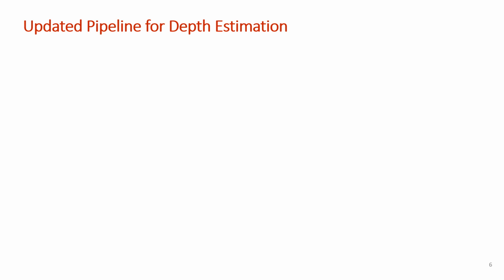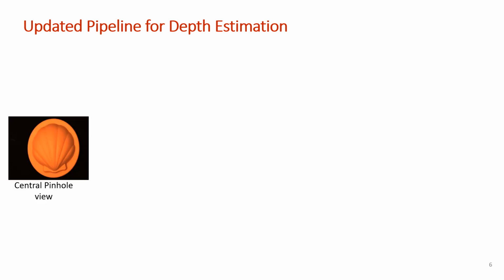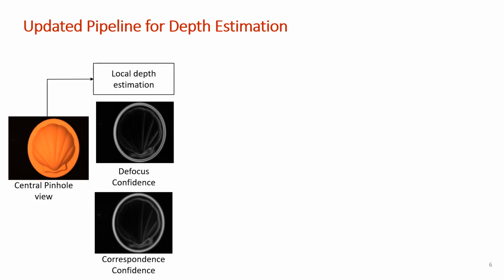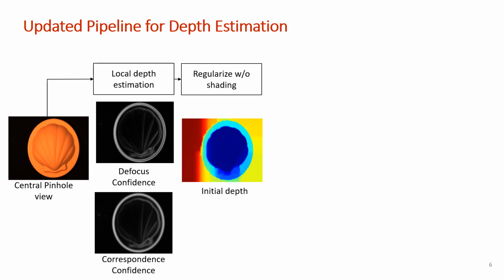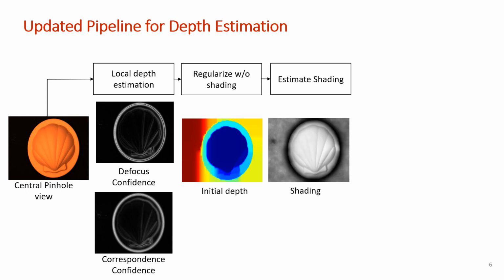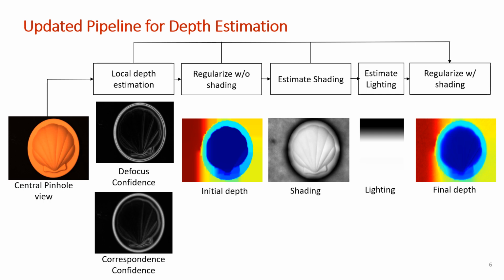Following this, the depth estimation pipeline can be explained as follows. The first step is to locally estimate the depth from the defocus and the correspondence cues. These two are used to regularize depth without the shading cues. To improve this depth estimate further, we first estimate shading, which is further used to estimate the lighting. Finally, the lighting, shading, initial depth, and confidence are used to regularize the final depth.